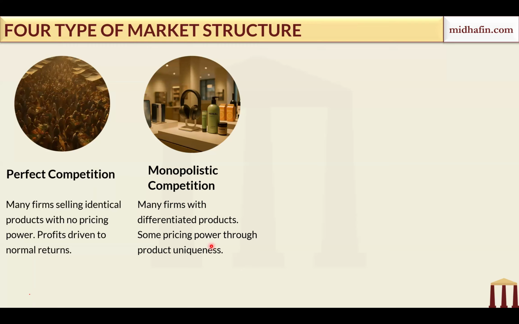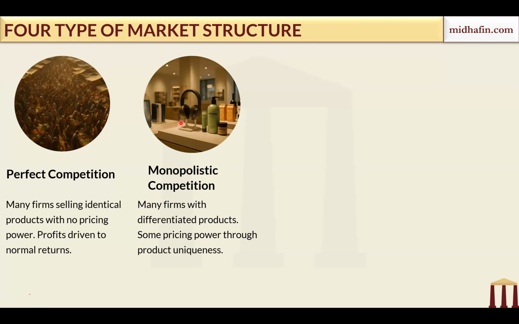Okay, so overall, you can say even for this market, entry is relatively easier. So in this case also, of course, there is some pricing power. There will be a little above normal returns, but long run profits will still move towards normal returns only. But of course, different firms will try to compete with each other through various kinds of innovations and product differentiations.